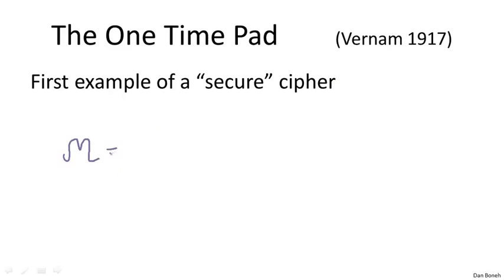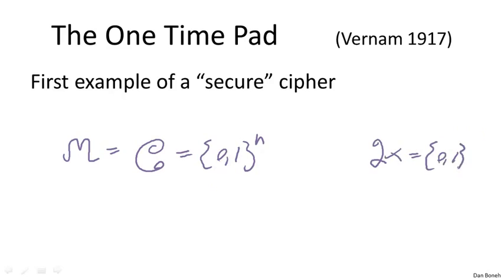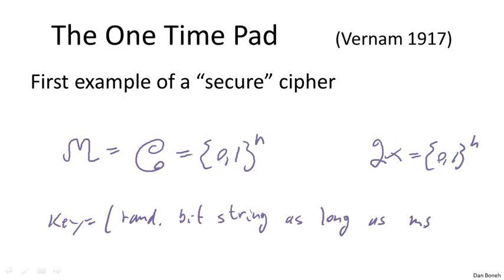The message space for the Vernam cipher, the one-time pad, is the same as the ciphertext space, which is just the set of all n-bit binary strings. This just means all sequences of bits of 0, 1 characters. The key space is basically the same as the message space, which is again simply the set of all n-bit binary strings. So a key in the one-time pad is simply a random bit string, a random sequence of bits that's as long as the message to be encrypted.